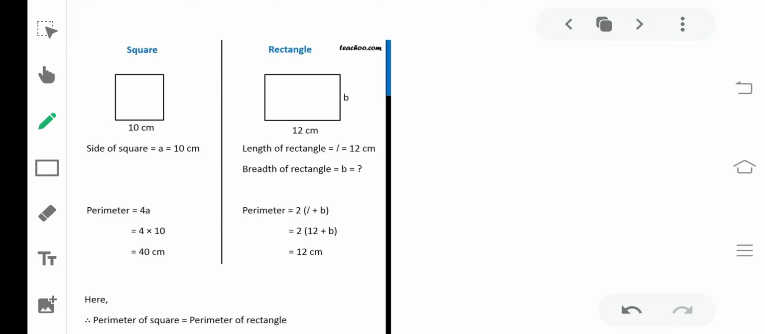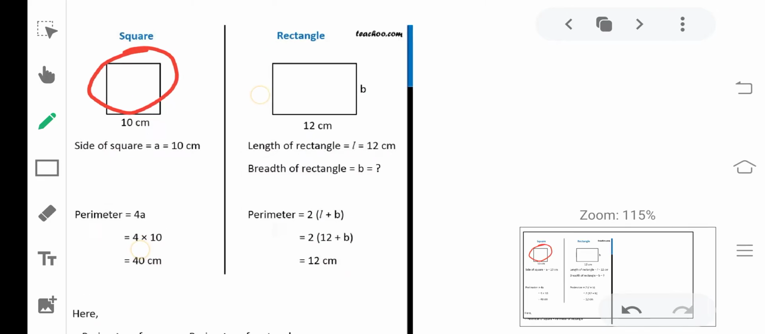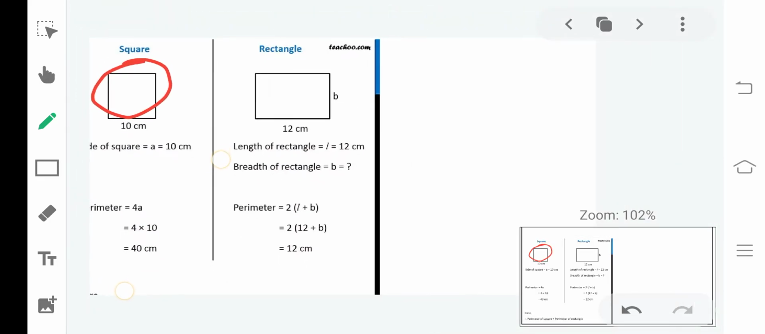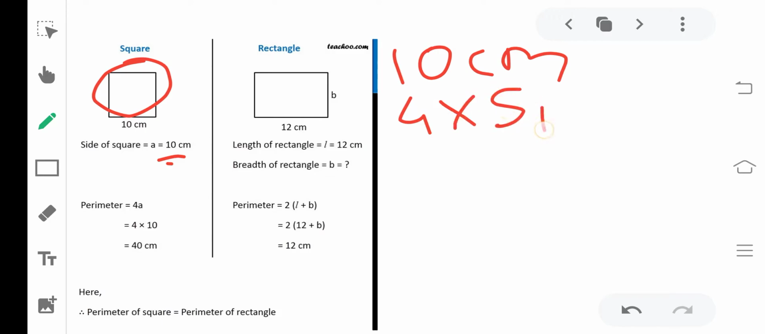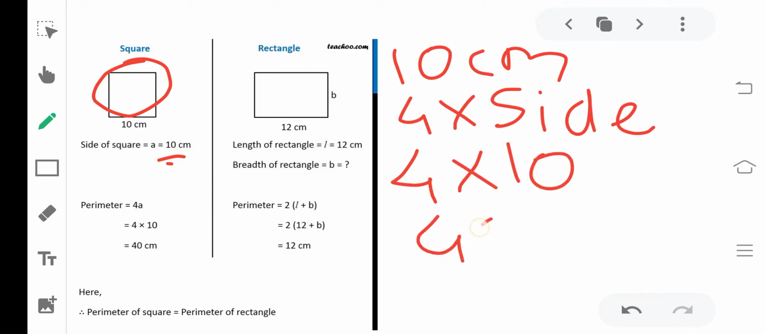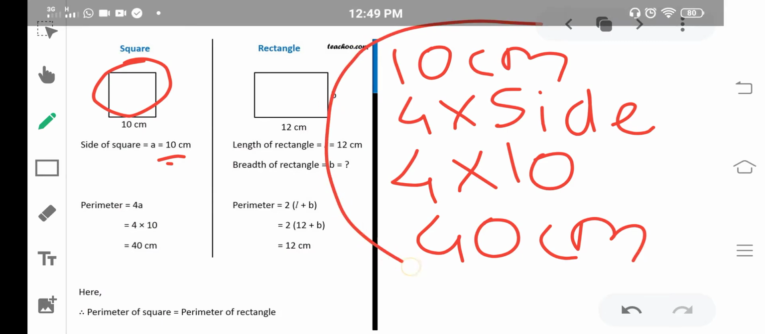See, in this we will say that this is a given square for us. Okay, in this the side is given 10 centimeter, side is given 10 centimeter. In this you will use the formula of perimeter. The formula of perimeter is 4 into side. Okay, then you will get 4 into 10 is equal to 40 centimeter. This is your perimeter of the square, and you should know how it is taken.